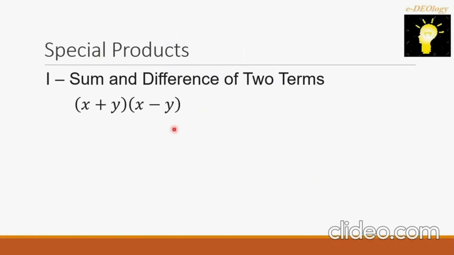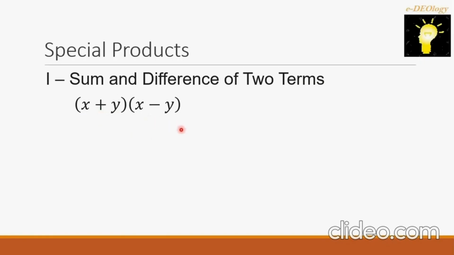And the pattern is like this. We have x plus y multiplied by x minus y. So the x, or the first term of the first group, is the same as the first term of the second group. The second term of the first group is the same as the second term of the second group. The only difference here is the sign. This is plus, the other is minus. Or sometimes we can put the minus sign here and the plus sign on the second group.